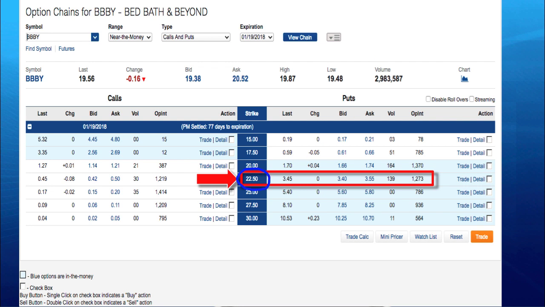Now, you may be thinking, well, how do we force somebody to buy it from us? Well, on every transaction, there's a buyer and a seller. If you are buying a $22.50 put option, someone who's selling it to you has to agree. So you're saying, hey, I'm willing to pay you about $3.45. I'm willing to pay you that for the right for the next 77 days to be able to put the stock to you at $22.50.